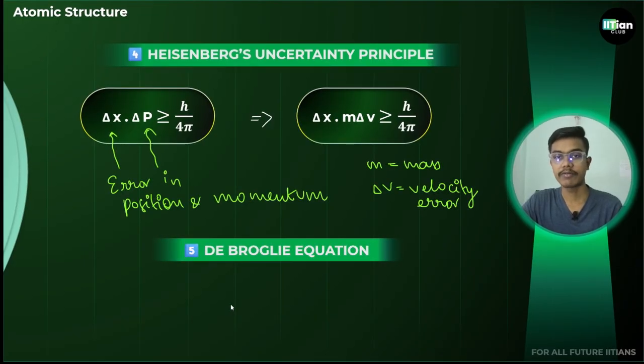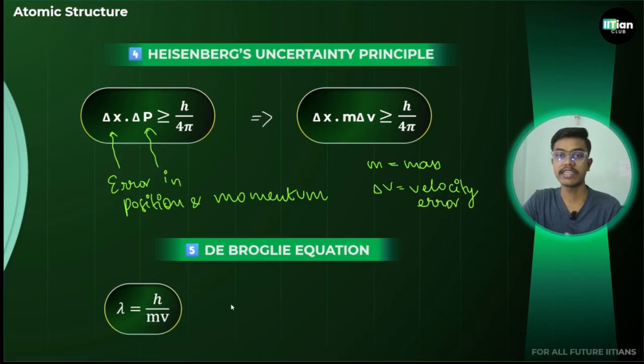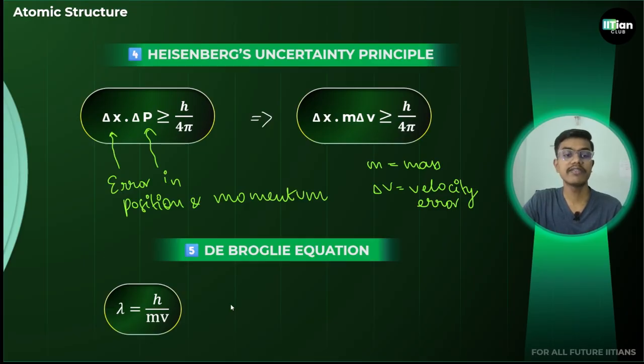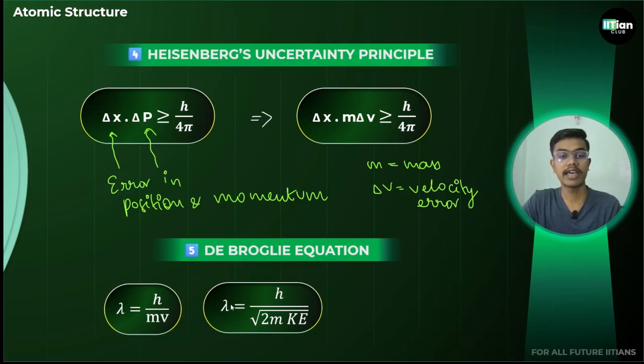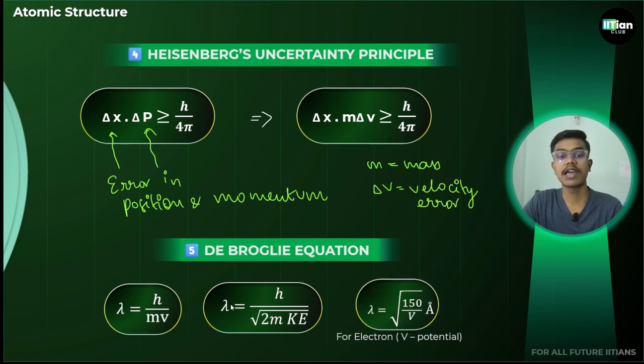The next one is the de Broglie equation. De Broglie told that every particle has a wave-like behavior associated with it, and it has a wavelength, so we call it the de Broglie wavelength, and it is given by h by mv. m is the mass and v is the velocity. When an object with mass m is moving with velocity v, it has a de Broglie wavelength of h by mv, and if you are writing mv in terms of kinetic energy, it will be h by under root of 2 m KE. The de Broglie wavelength for an electron moving in a potential difference of V is given by the relation under root of 150 by V, and this is in angstroms.